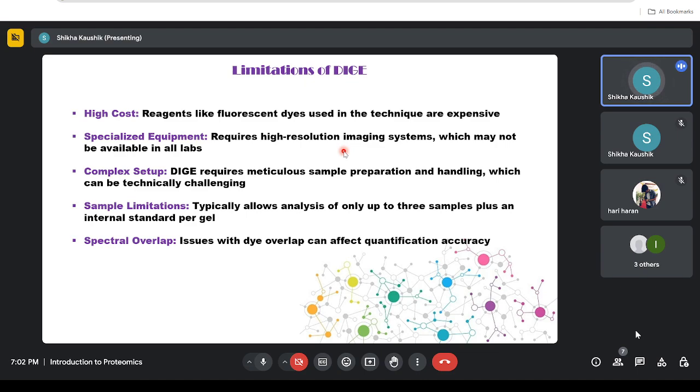Then you have sample limitations. So you cannot go beyond 3. People go for 4, but that is basically a pooled effect. So you cannot go beyond 3. So this is an issue.